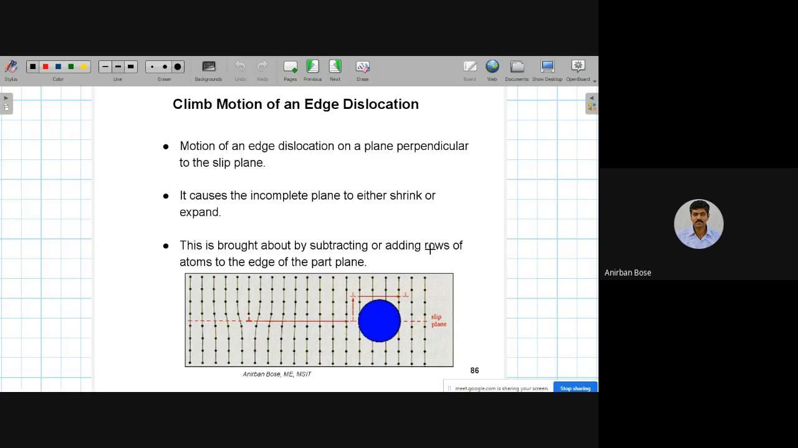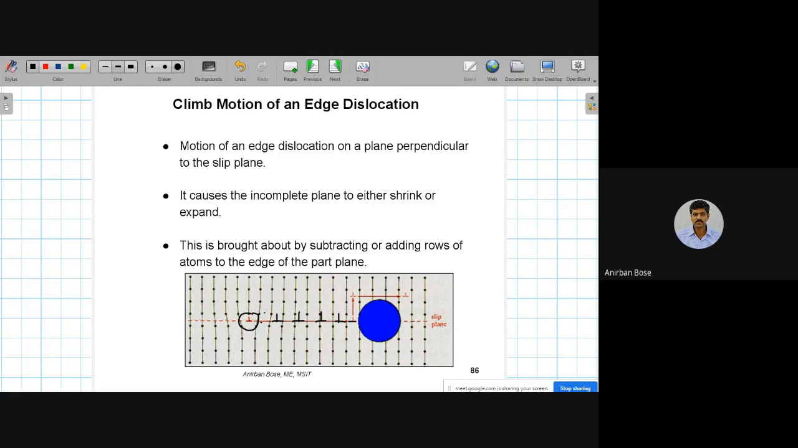Here you can see in this example in the figure, there is a positive dislocation. This is the position of the dislocation, as you can see. Now suppose this red line indicates the slip plane. During the motion, this particular dislocation line is gradually moving in this direction. This is the slip motion.